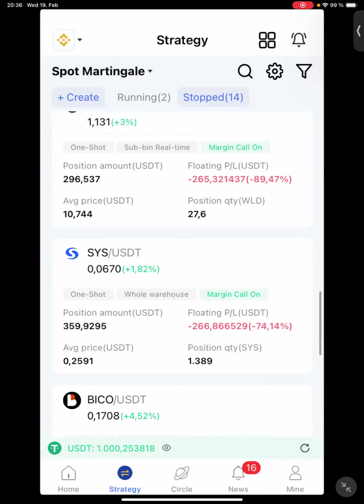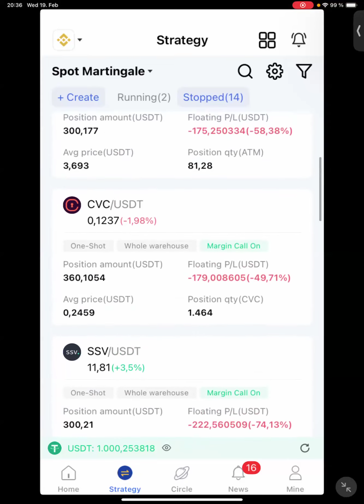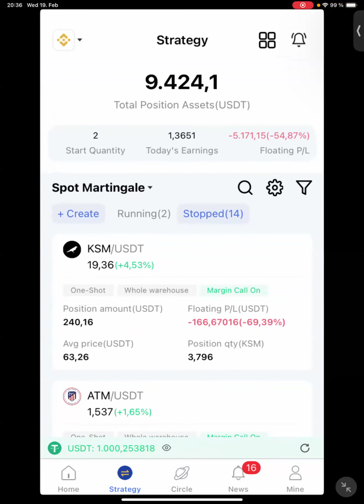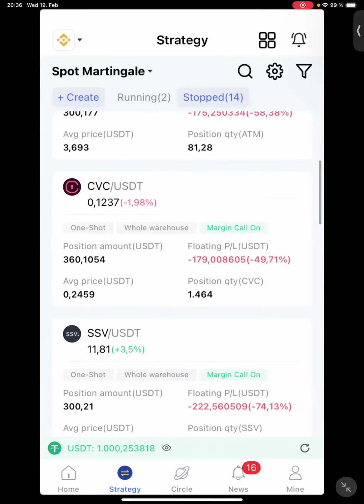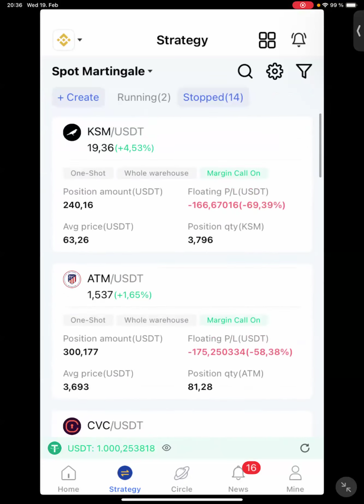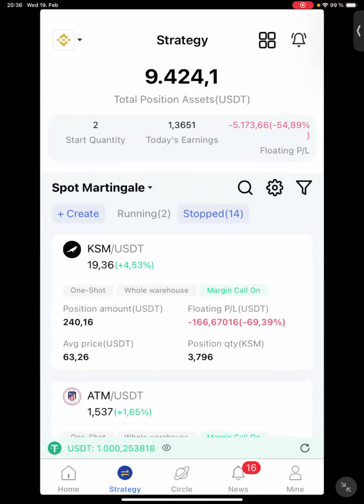But anytime I change my mind, I can open more margin calls on these coins. Okay. So you can see 240 is here, 300 is here, 360. It's there. I can decide to open it at any time. I'm planning on opening more margin calls on it so that it will come out faster.